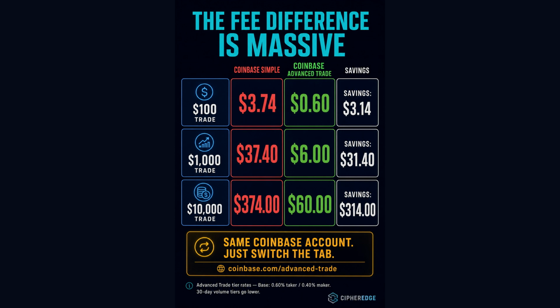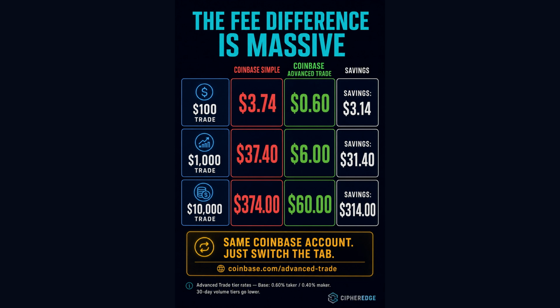You're adding liquidity. Limit orders that don't fill right away are maker orders, and the exchange rewards you with lower fees. This is the main reason experienced traders default to limits. You get better price control and a lower fee tier at the same time. Let's walk through the 4 order types in Advanced Trade and when you'd actually use each one.